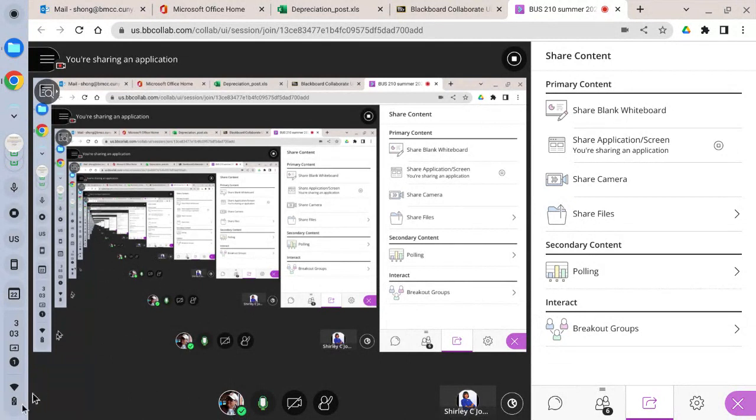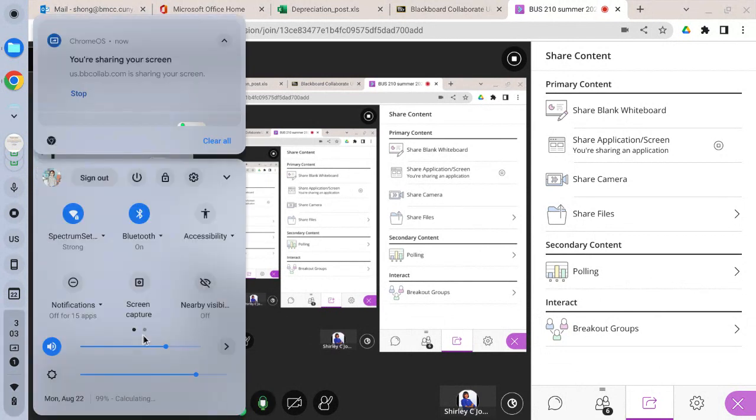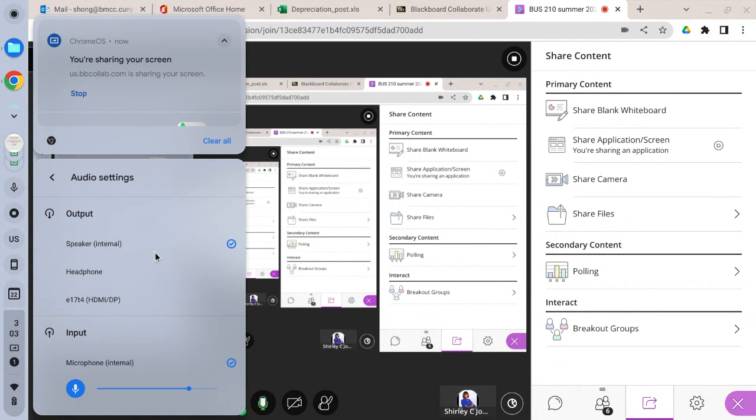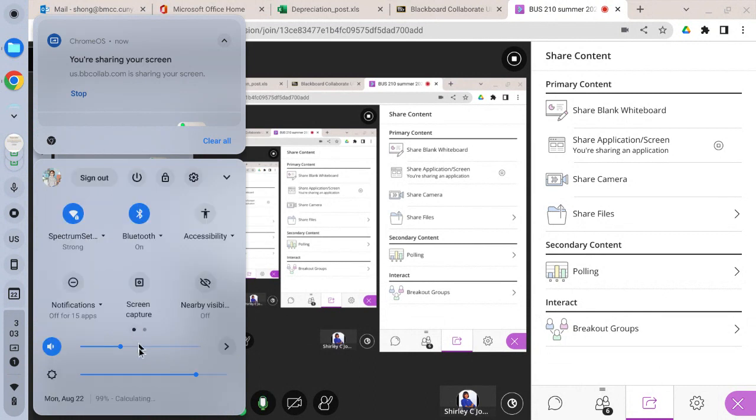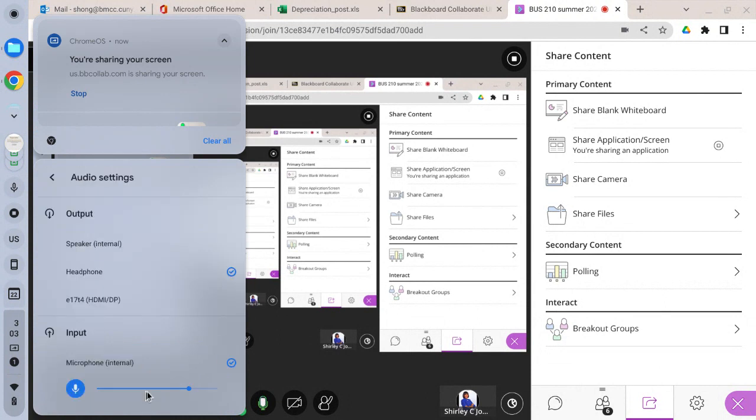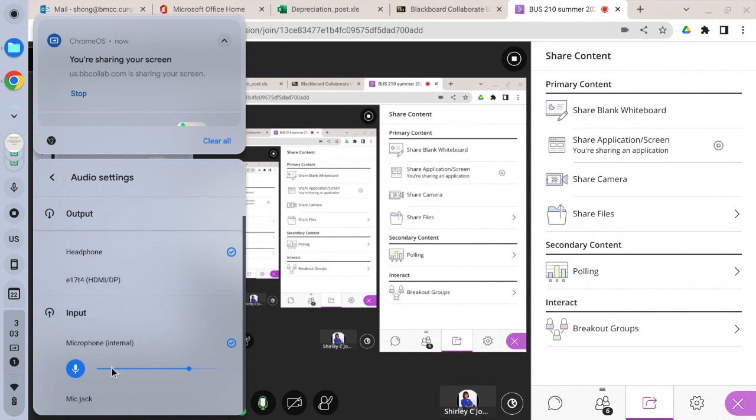Okay, it looks like something is wrong again. Okay, that's the audio, I guess. Let me go back to my audio setting and let's see the output. Oh, it should be headphone, and then input microphone. Okay. If it isn't microphone, what else can it be? All right, can you guys hear me? Hello, can you hear me? Yes, we can hear you. Okay, so input and output settings are correct. Good.